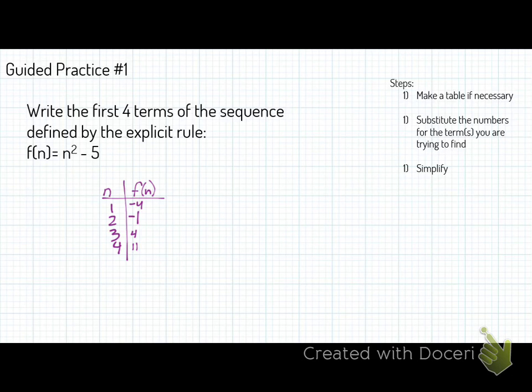Fake out. Okay? Then those are our first 4 terms, so now we're going to just write these down: negative 4, negative 1, 4, and 11. Those are our first 4 terms. Okay? Make sense? Cool, let's do another one.